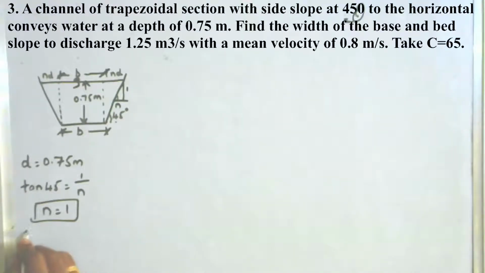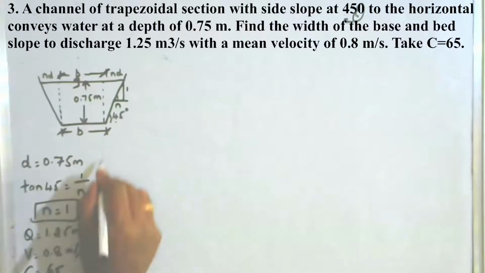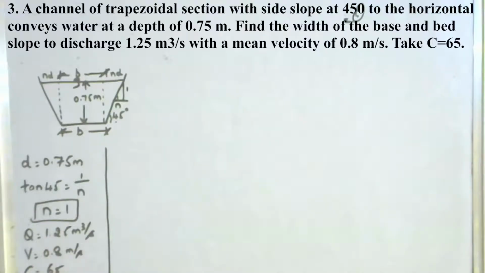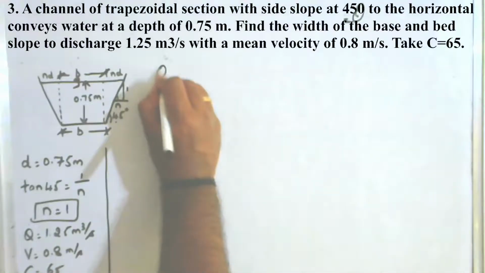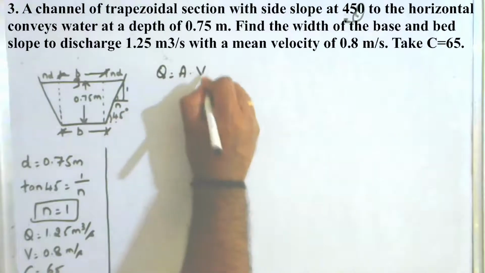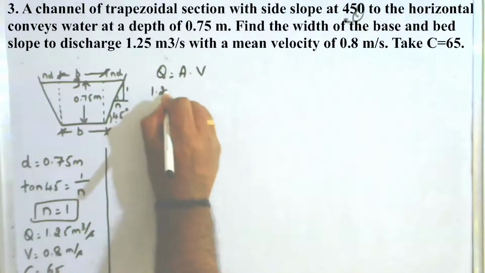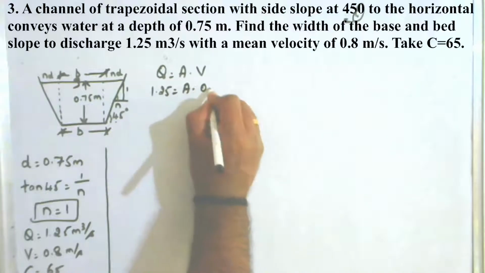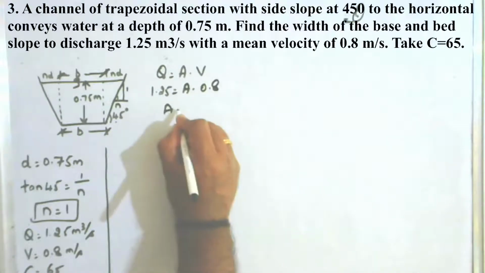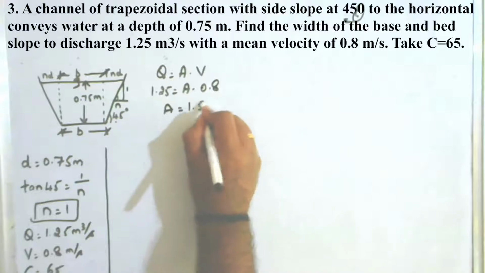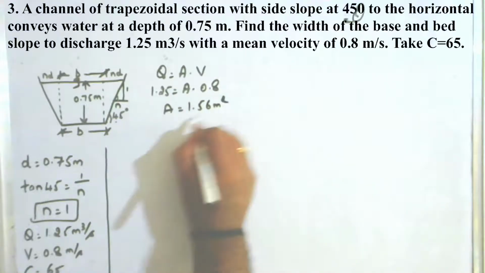He has given the discharge Q, yes, it is 1.25 meter cube per second. Then velocity V is given as 0.8 meter per second. Then C is equal to 65. So let me write straight away. From the continuity equation, discharge Q is equal to area into velocity. Discharge is 1.25, velocity is 0.8. If you simplify, you will get the value of area as 1.56 meter square.